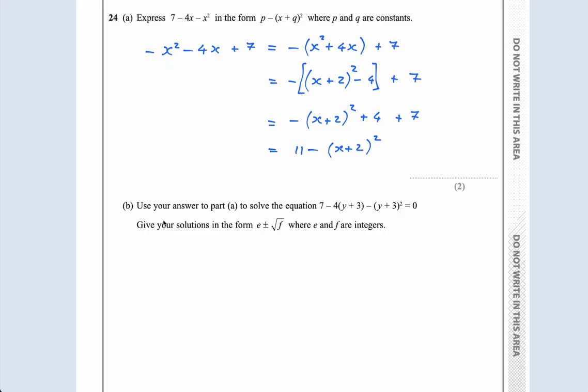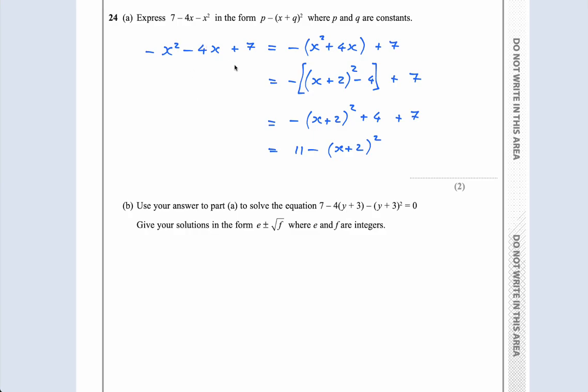Next part. Use your answer to part A to solve this equation: 7 minus 4 times (y plus 3) minus (y plus 3) squared equals 0. Give your answers in the form e plus or minus root f, where e and f are integers.